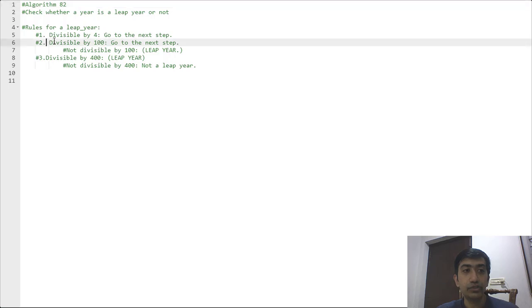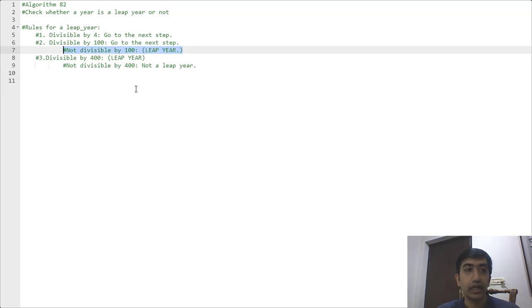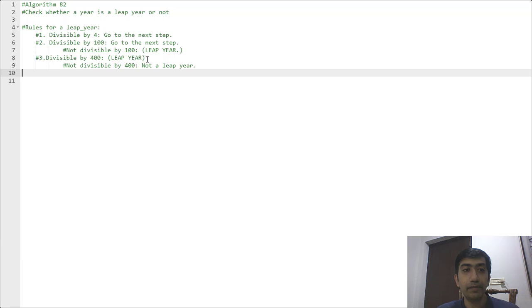The next step is to check if it is divisible by 100. If it is not divisible by 100, we declare it as a leap year. However, if it is divisible by 100, we go to the third step. And if it is divisible by 400, it is a leap year. However, if after all these steps the year is not divisible by 400, it is not a leap year.